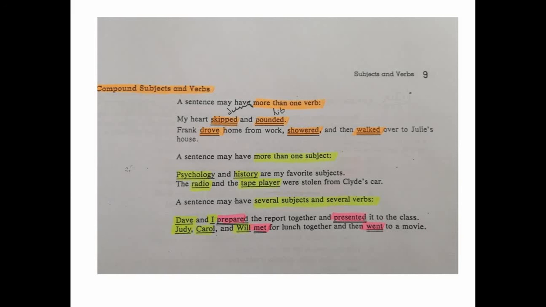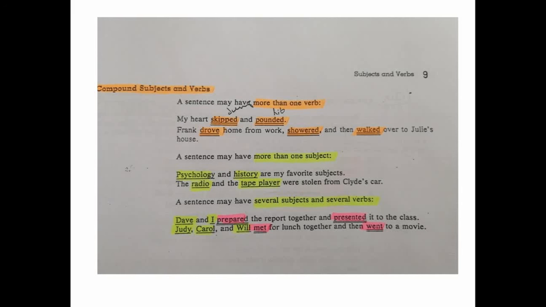So my heart what? What do I say about my heart? Skipped, pounded. So I use two verbs to describe what happened to my heart. So when I have two verbs in the same sentence describing the same subject, or telling me something about the same subject, I say that is a compound verb.